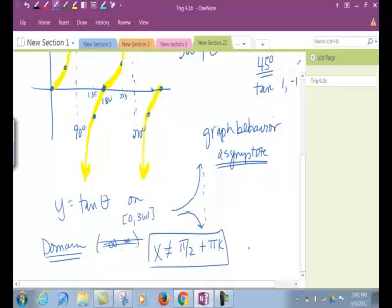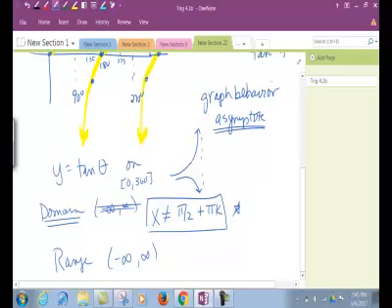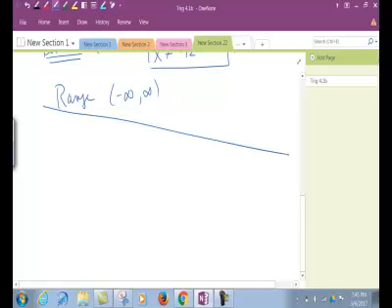So k could be 1, it could be 5, it could be -20. All right, so that's the domain. And the range on this one, we can clearly see that the y values go from -infinity to infinity. All right, so some important things about the tangent. Just like before, we're going to get to class and we're going to practice them.